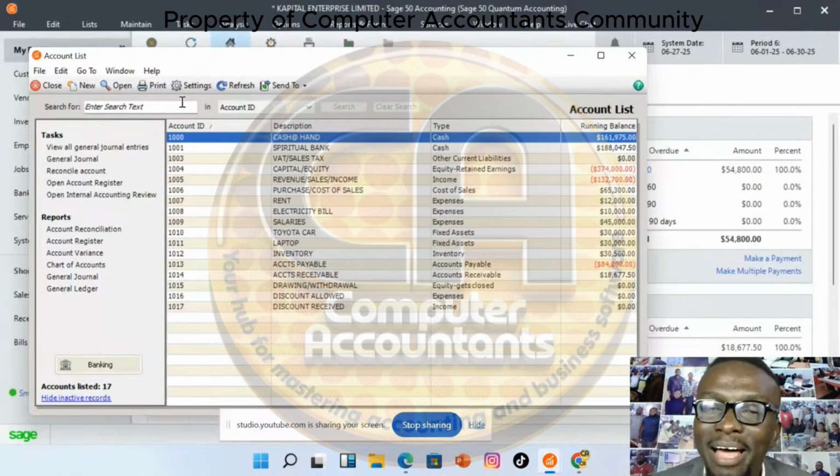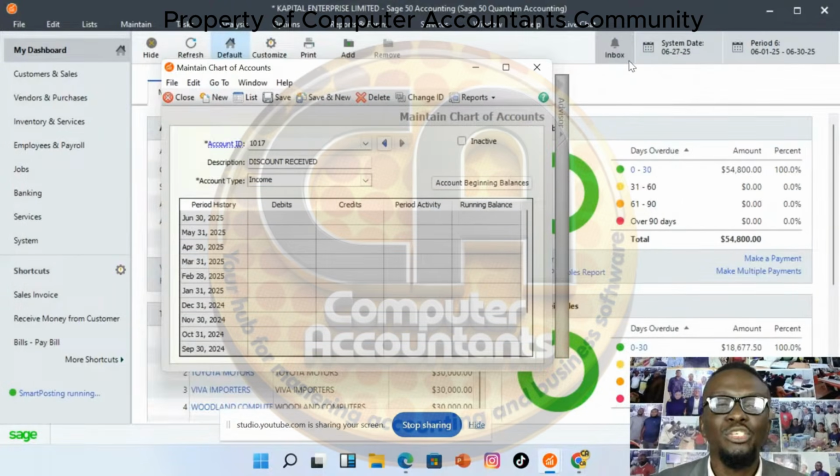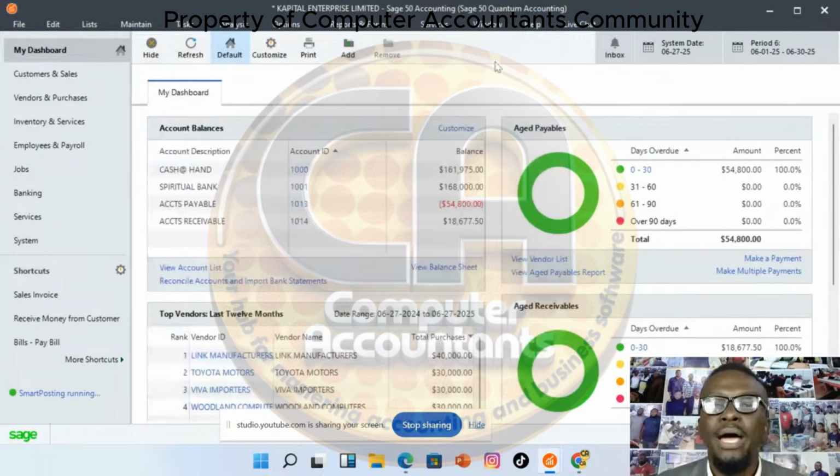Now, I've had somebody ask me this question. You can see that capital account is in red, right? Income is in red, and account payable is in red. Account payable automatically shows that you are owing, so that's why it shows red. Capital shows that this is not your money, it's an investment that you have to return. So save and close. Now I'm going to call back some of these transactions and apply discount on them.